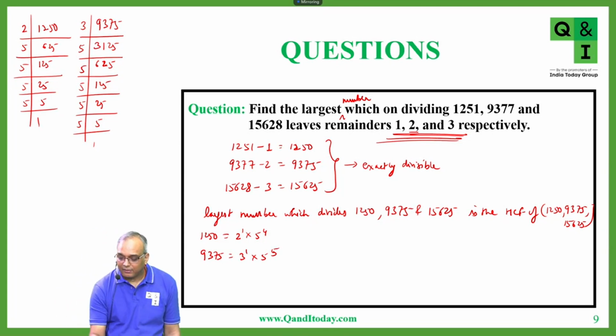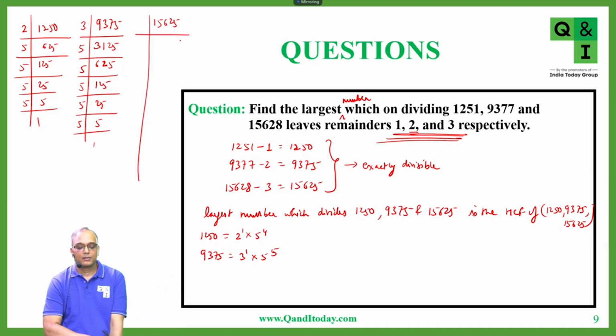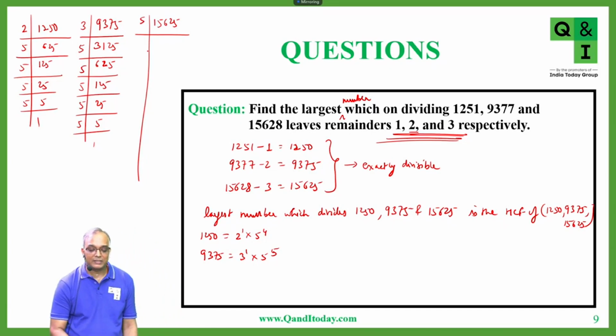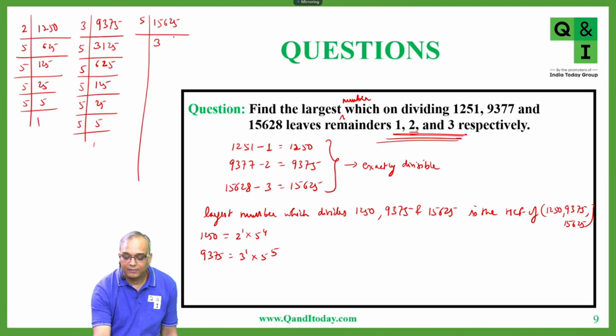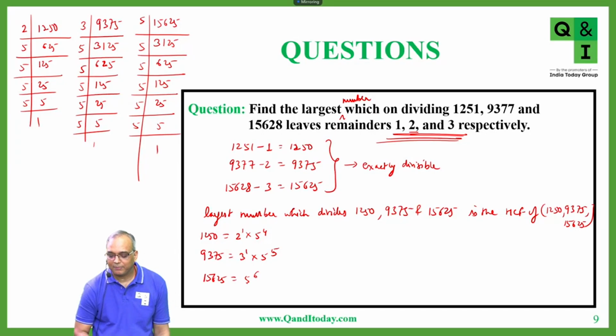Now, we have to find the prime factorization of 15625. So you divide by 5 because it's not divisible by 2 and 3. So 3125, again 5. We have 625, divide by 5, you will get 125, 25, 5 and 1. So 15625 is equal to 5 to the power 6.